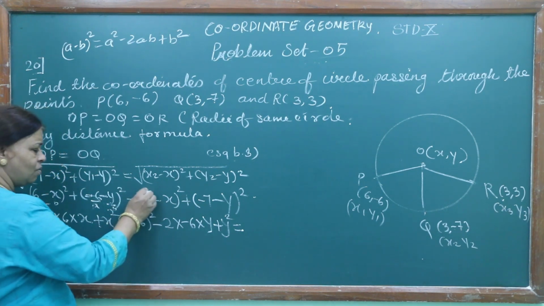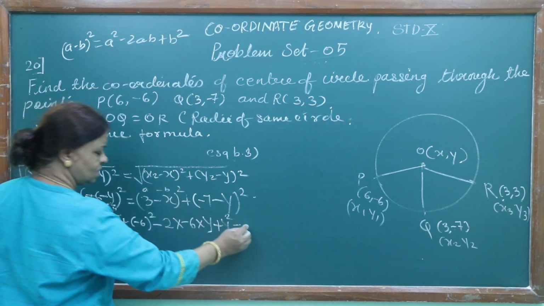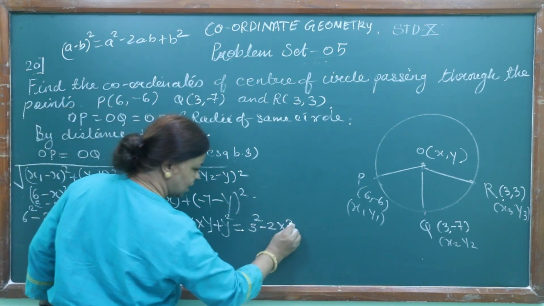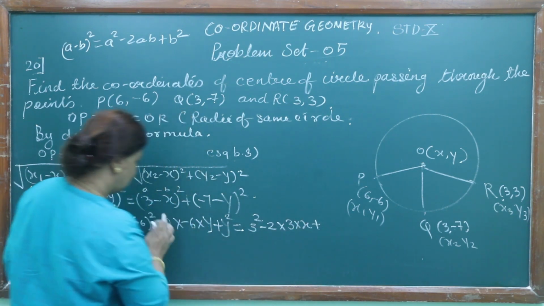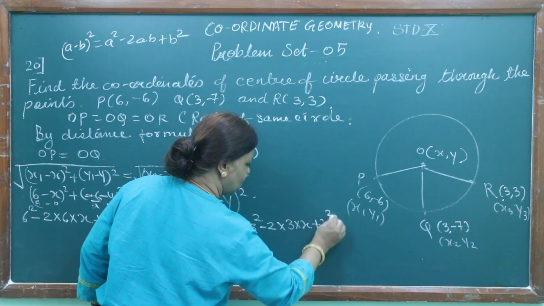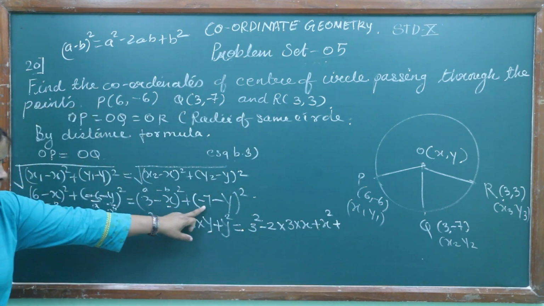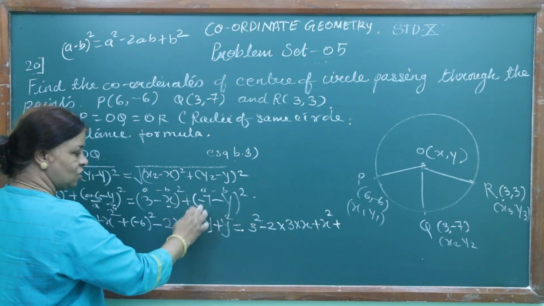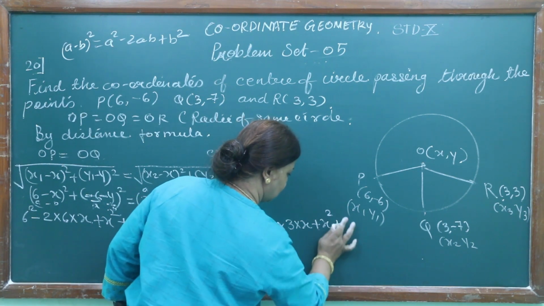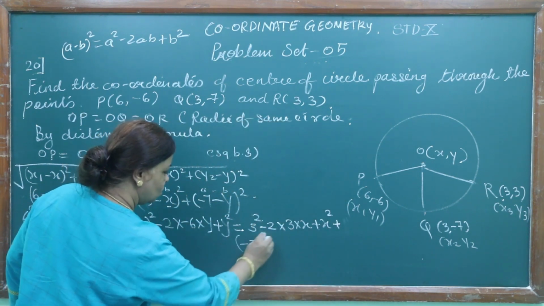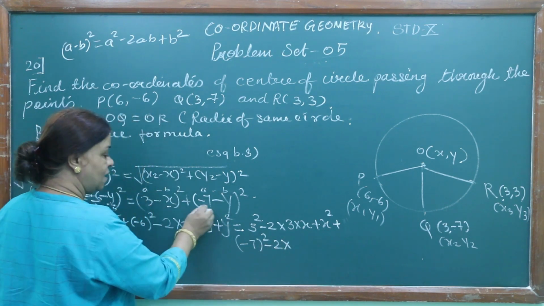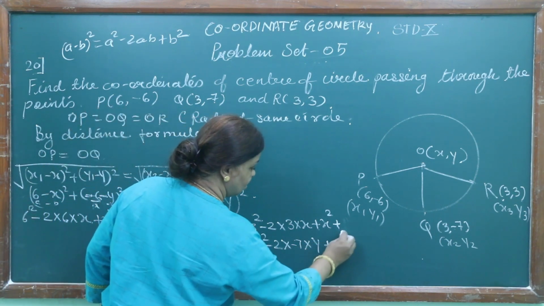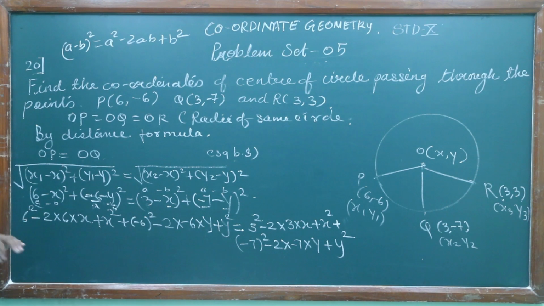Again the (a minus b) the whole square formula, a minus b. So a square means 3 square minus 2 into a into b, that is 3 into x, plus b square means x square, plus minus 7. This is again a minus b. A square means (minus 7) the whole square. Let me write here, children. Minus 7 whole square minus 2 into a. What is a? Minus 7 into what is b? y plus b square.